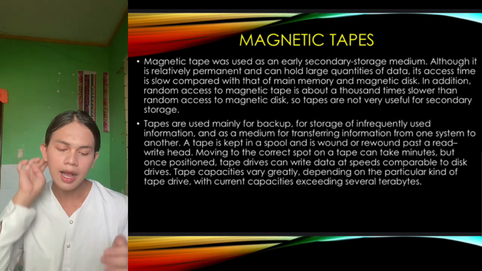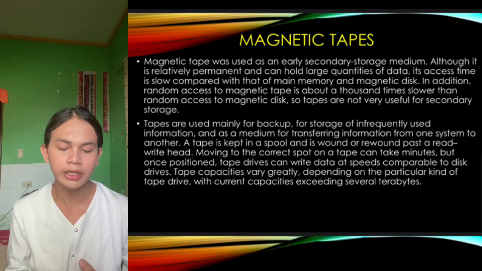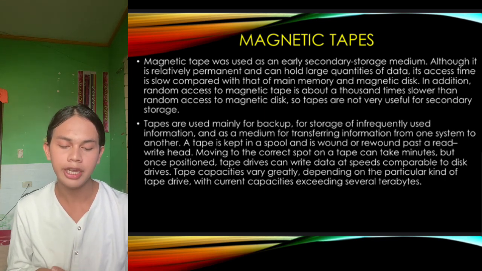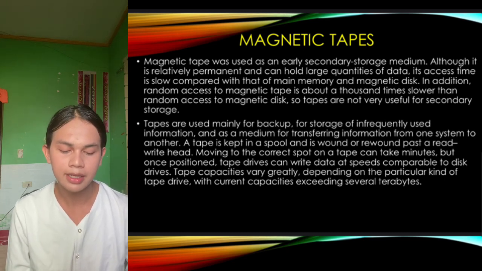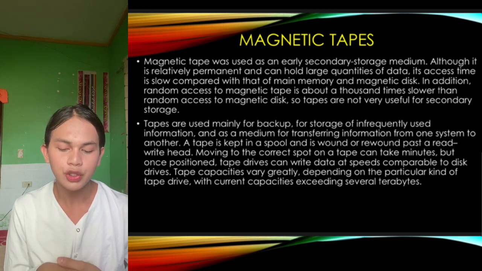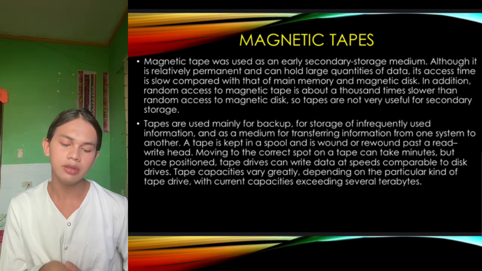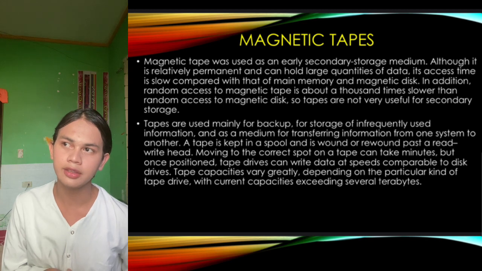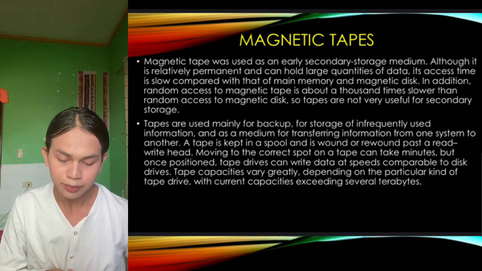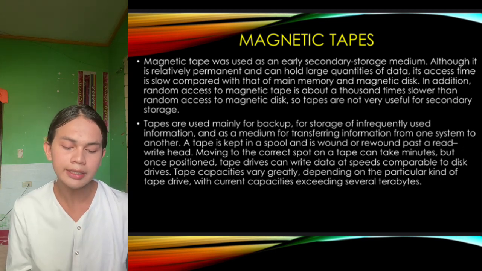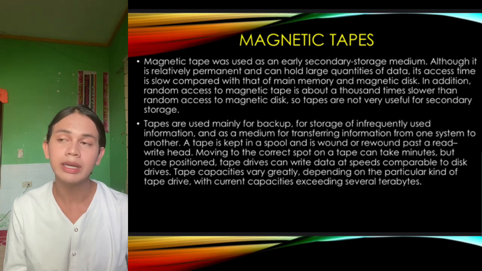So although it is relatively permanent and can hold large quantities of data, its access time is slower compared with that of main memory and magnetic disk. In addition, random access to magnetic tapes is about 1,000 times slower than random access to magnetic disk. So tapes are not very useful for secondary storage. So hindi daw kaayo siya useful for secondary storage kay ang magnetic tape daw is 1,000 times slower than random access to magnetic disk.